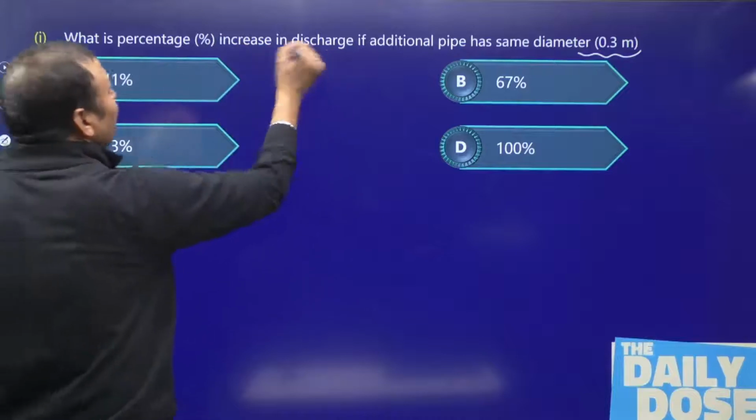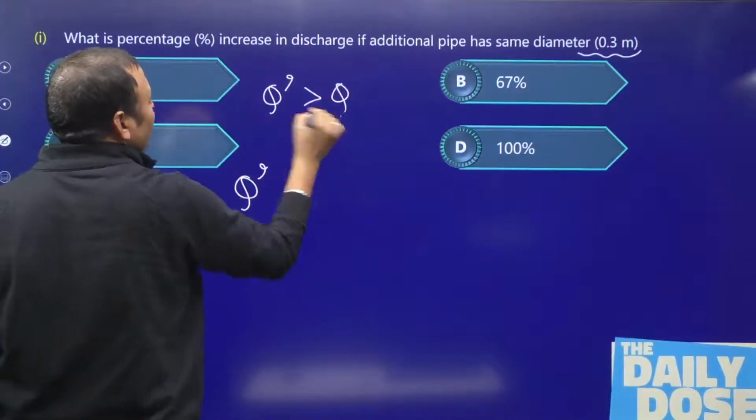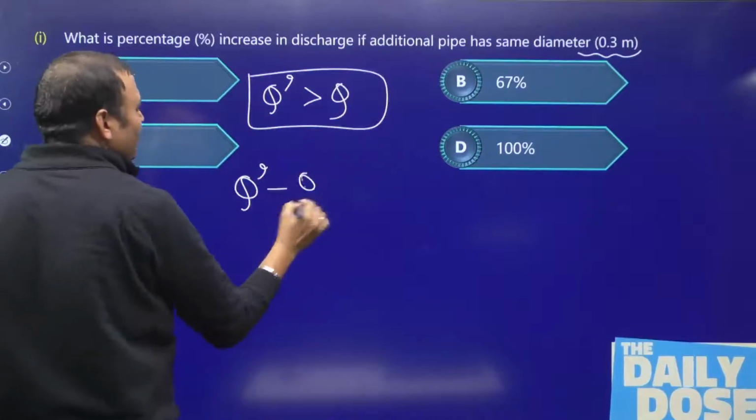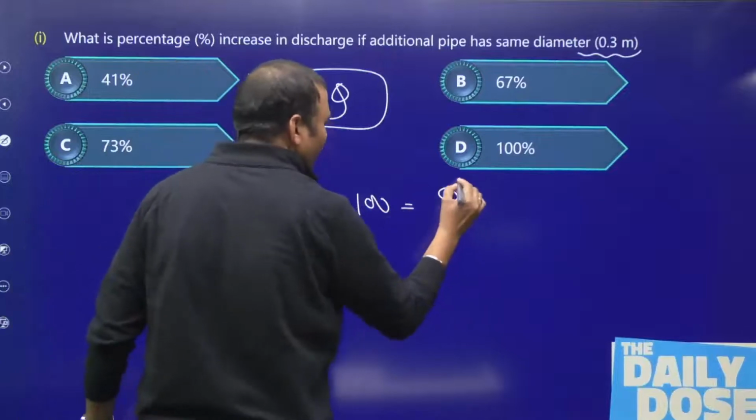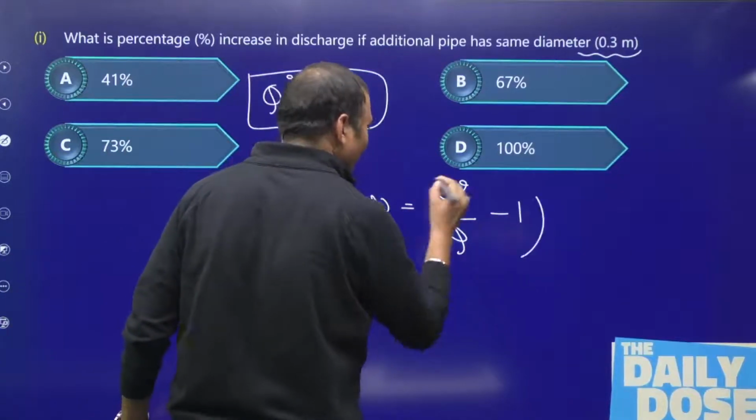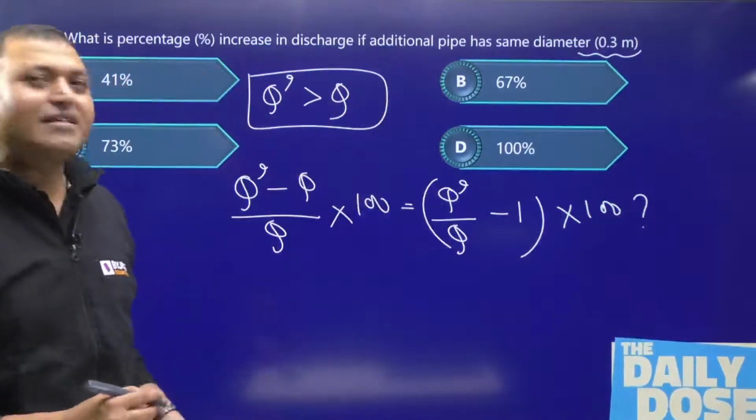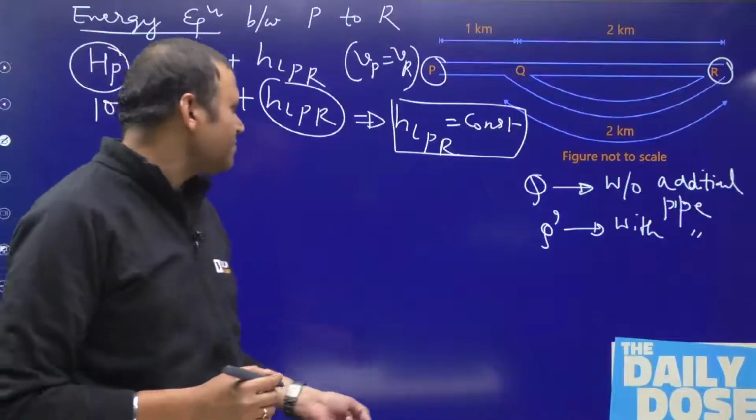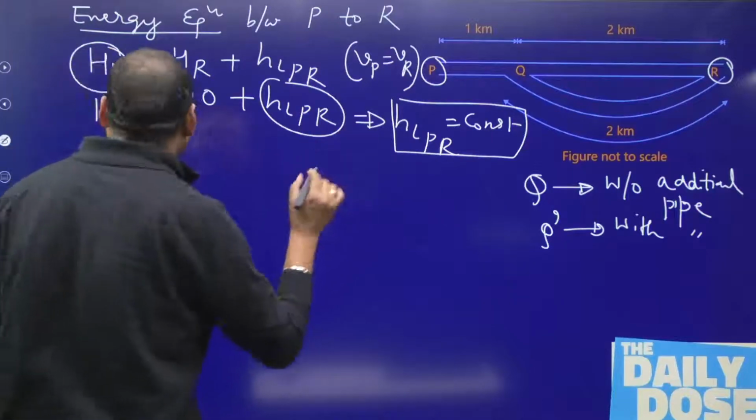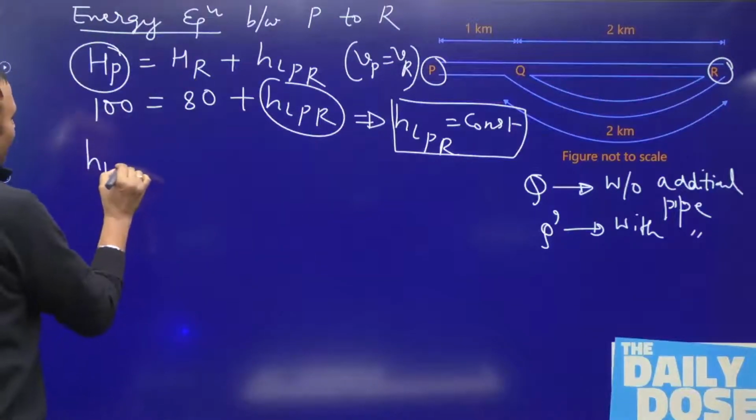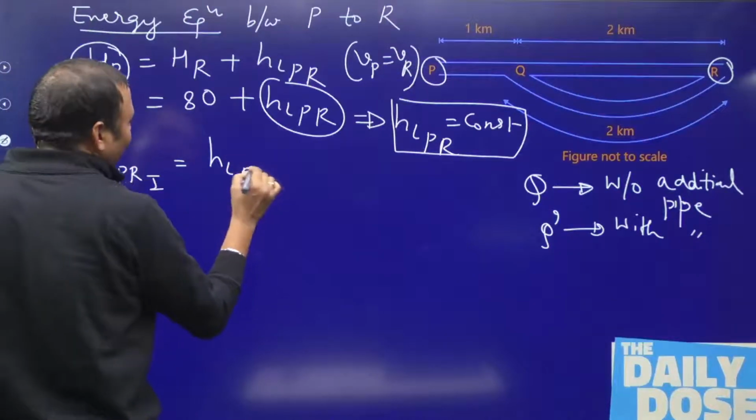So what we need to do here is, we know Q dash is greater than Q because of the additional pipe. So (Q dash minus Q) upon Q into 100 is the objective, or we can say (Q dash by Q minus 1) into 100 will give you the answer for increase in discharge in the additional pipe. All right. So if we talk about first and second case, we can say loss between P to R in first case will be equal to the loss in P to R in second case.